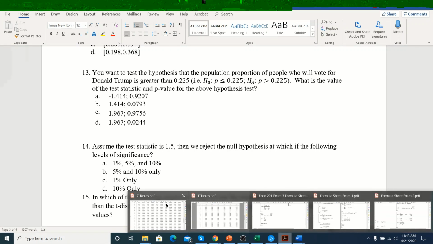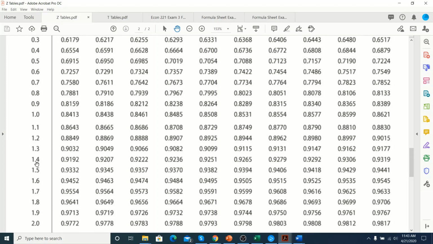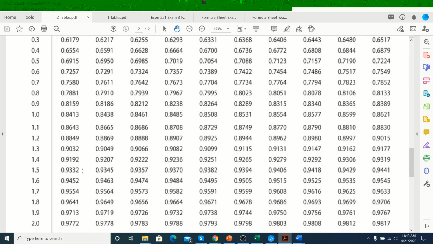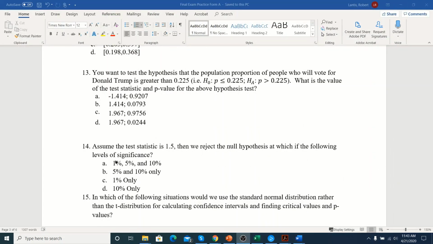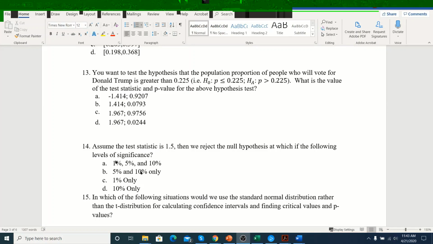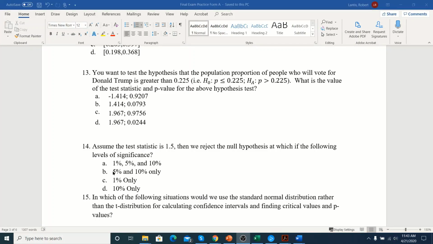So 1.5, 0.9332. We wanted the area to the right, so 1 minus that, about 0.06. 0.06 would be less than 0.1, so I could reject at the 10% level. It's not less than 0.05, so I fail to reject at the 5% level, and it's not less than 0.01, so I'd only reject at the 10% level. Okay.